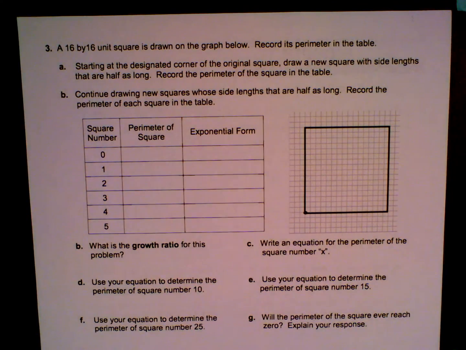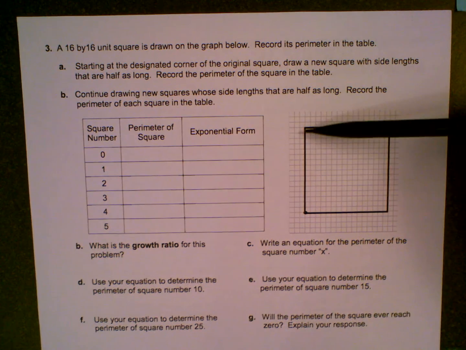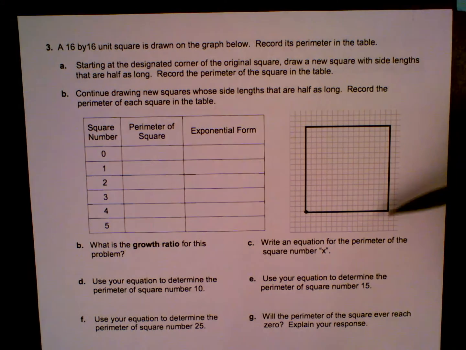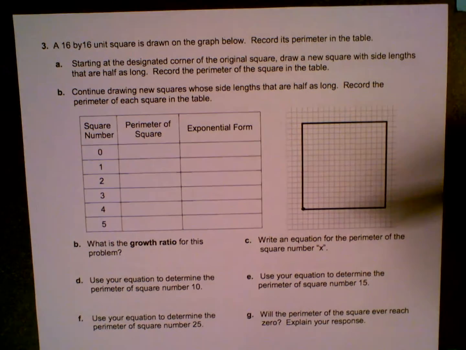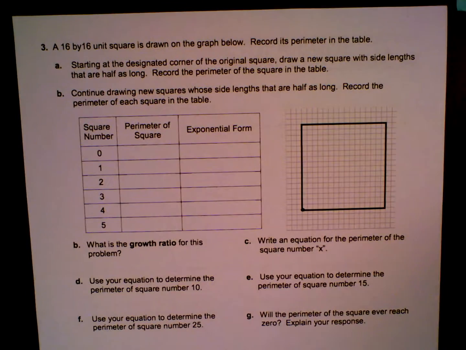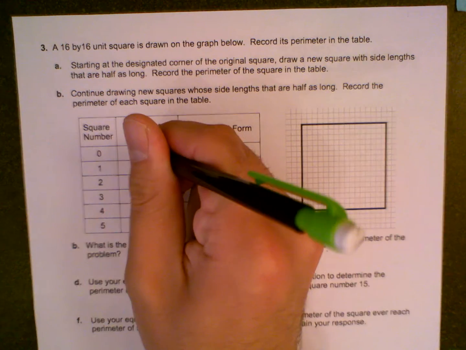All right, question 3. A 16 by 16 unit square is drawn on the graph below. Record its perimeter in the table. Remember, to calculate perimeter, we add up all four sides. So we can add up 16 plus 16 plus 16 plus 16. Otherwise, we can just do 16 times 4, too. And we get an answer of 64 is our perimeter there.